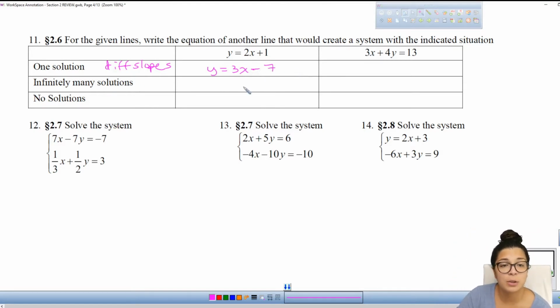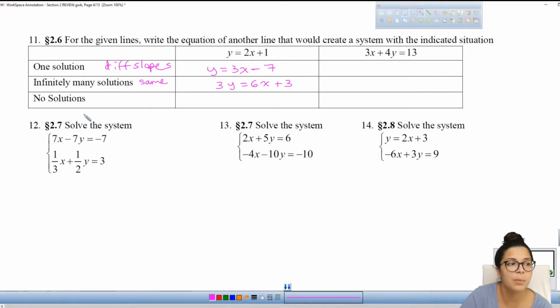All right, infinitely many solutions would be that it is the same exact line. Now, you can write the same exact line as long as you use a multiple of the line. So let's just multiply both sides by the same thing. Let's go ahead and multiply by 3. So 3y equals 2x times 3 would be 6x, and then 1 times 3 would be 3. So this line is actually the same exact line as this one. So together with this one, these two would give me infinitely many solutions.